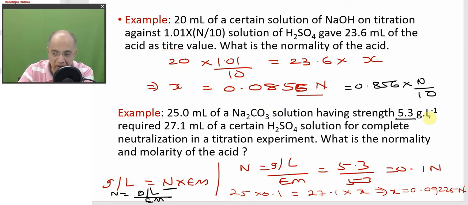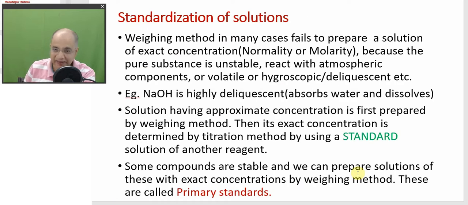So then V1N1 is equal to V2N2, 25 into 0.1 is equal to 27.1 into X. So the normality of the sulfuric acid solution is 0.09225 N. Got it? So it's very simple to find out the unknown normality of a solution if you apply the titration experiment. V1N1 is equal to V2N2.